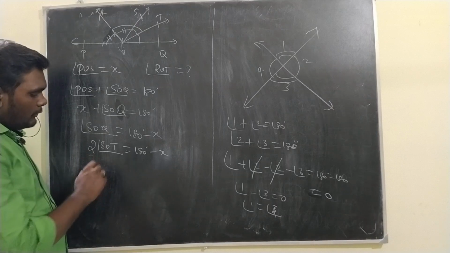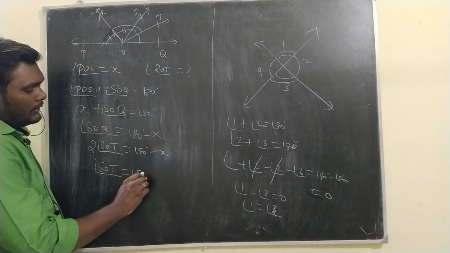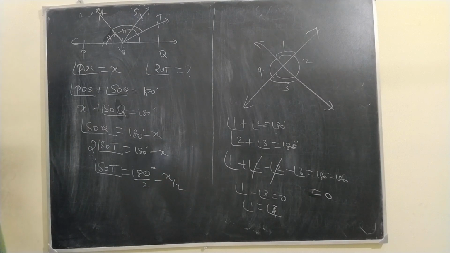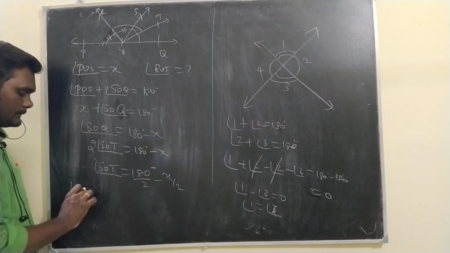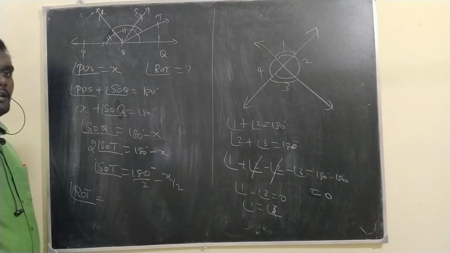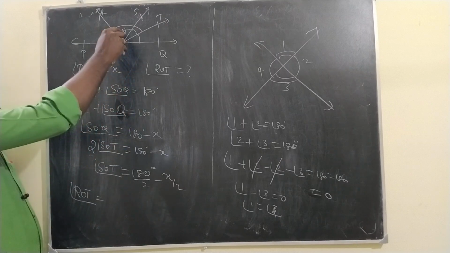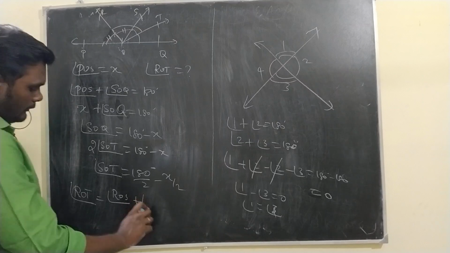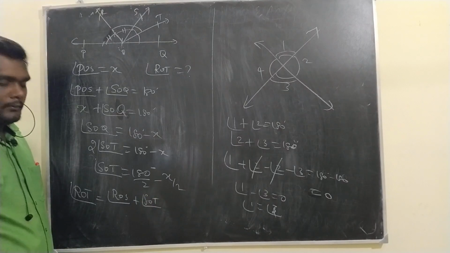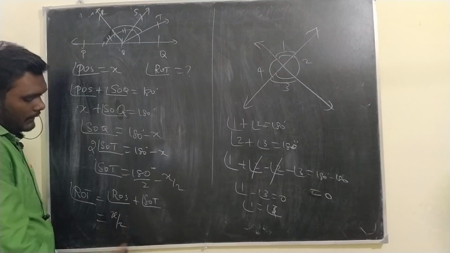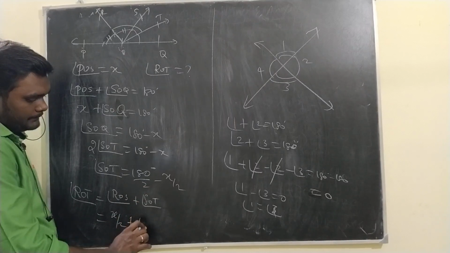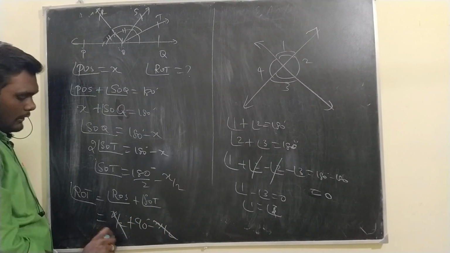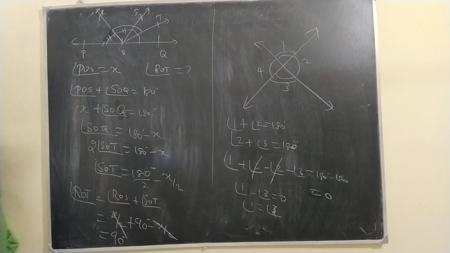Okay. So this 2 goes there. We have angle SOT equals 180 by 2 minus X by 2. Now calculate the angle ROT. It is 90 minus X by 2. See, this is ROS plus angle SOT. Am I right? So ROS is how much? Exactly X by 2 plus SOT, 90 minus X by 2. So X by 2 cancels. How much is ROT? 90 degree. That's all.